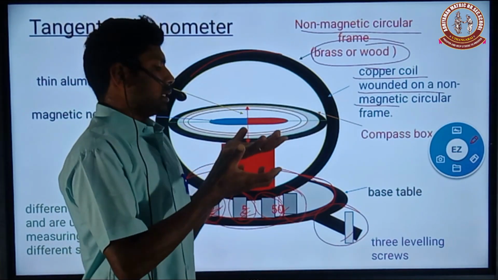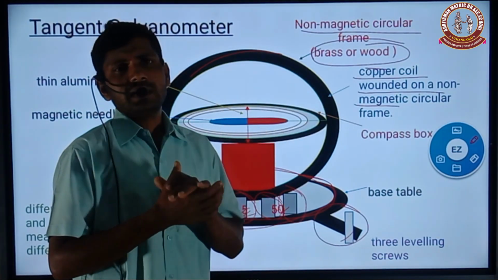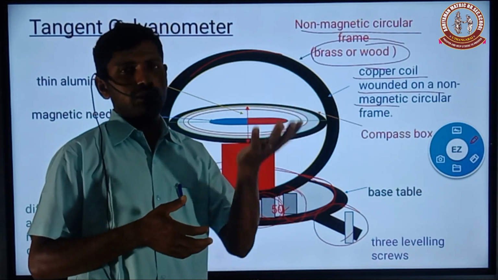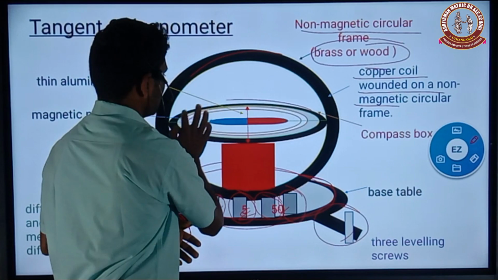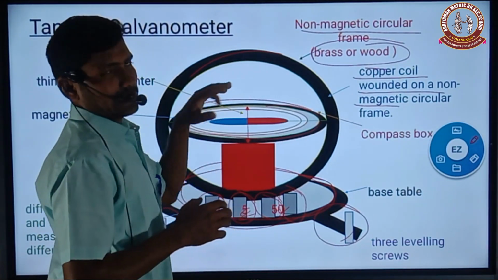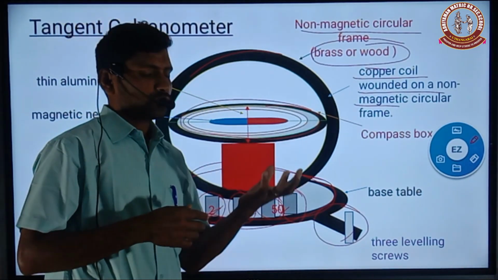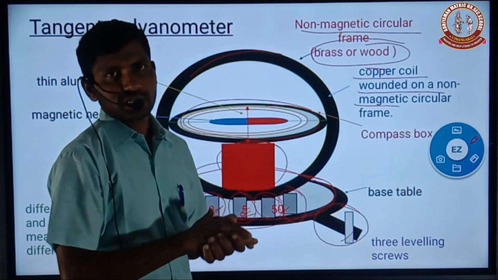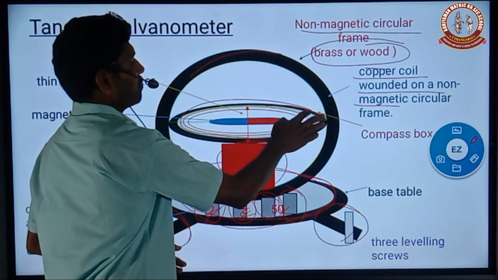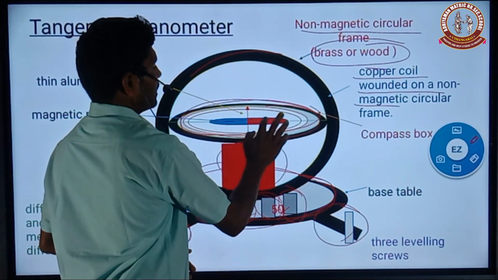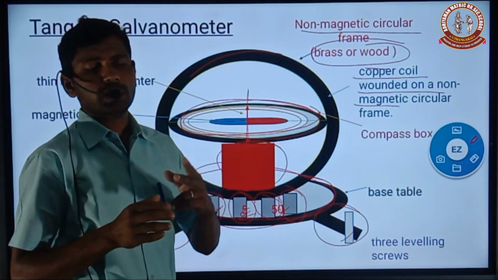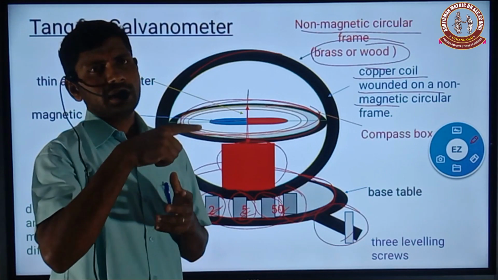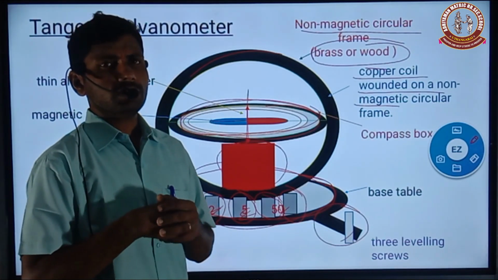Next, a compass box is placed at the center of the circular coil on a small upright projection, which is adjustable. The compass box has a magnetic needle and an aluminum pointer, mutually perpendicular to each other.